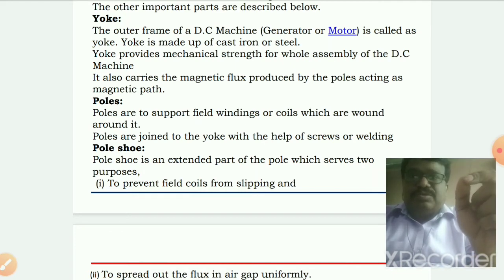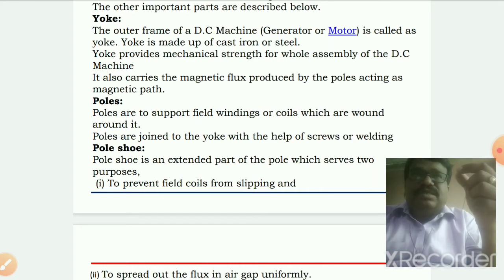Next, the pole shoe. The shape of the pole core is designed in the form of a shoe. That's why it is named the pole shoe. The main purpose of the pole shoe is to prevent the slipping of the field winding on it. The winding which is used for production of magnetic flux may slip during vibrations. That will be avoided by designing the pole in the form of a shoe.